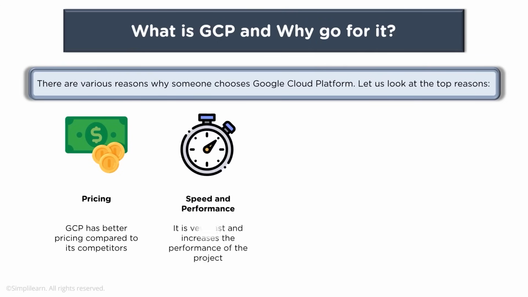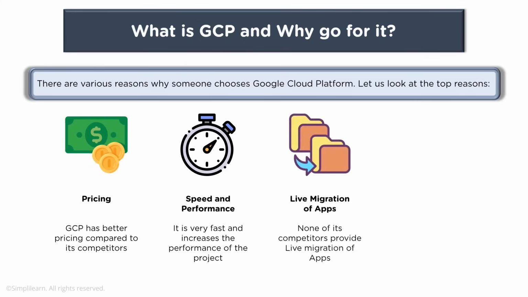When you talk about speed and performance, it's very fast and increases the performance of your project if you use different services offered by Google. Live migration of apps is one of the features which organizations usually like, and none of the other competitors offer it. For example, in Compute Engine there is a live migration feature, wherein your instances which are running applications would be migrated during, say, maintenance from one underlying host to another without affecting your application's performance. And you can benefit from that.